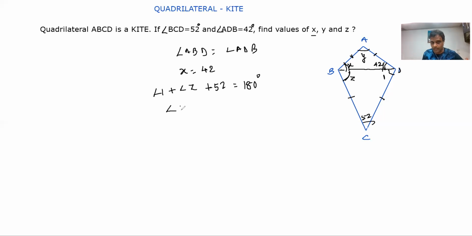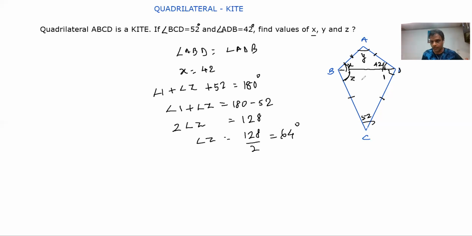Can we find angle 1 plus angle Z from this? Yes, 180 minus 52, which is how much? 128. Now, angle 1 is equal to angle Z, which means I can write 2 times angle Z is equal to 128. So what is angle Z? 128 divided by 2, which is equal to 64°. So Z is 64. This is also 64 because of the isosceles triangle. Z is done.